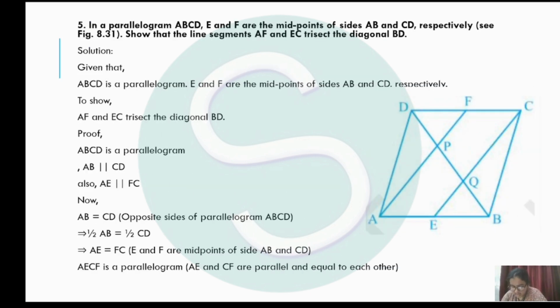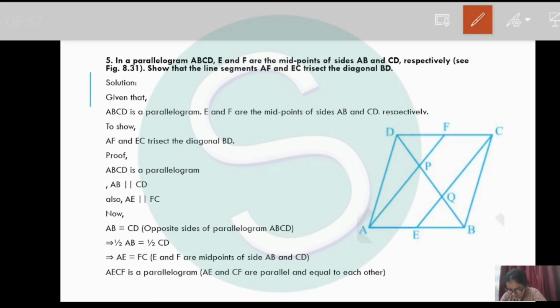Next question is, in a parallelogram ABCD, E and F are midpoints of AB and CD respectively. We have to show that the line segments AF and EC trisect the diagonal BD. So हमें क्या क्या information given है that ABCD is a parallelogram.